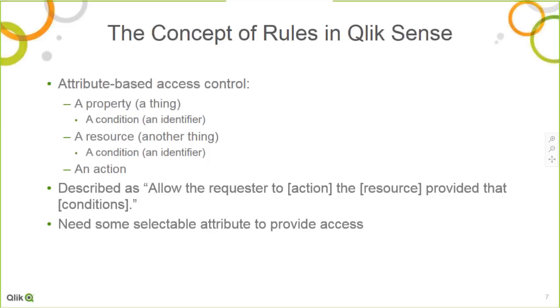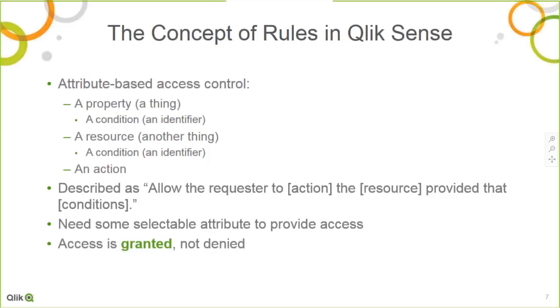You need to be able to articulate exactly what you want to do, because otherwise you can't really write a rule for it. You also need to have some sort of selectable attribute, and we'll go over what options are available here in a second. But you need to have a way of describing the type of thing you're trying to do.